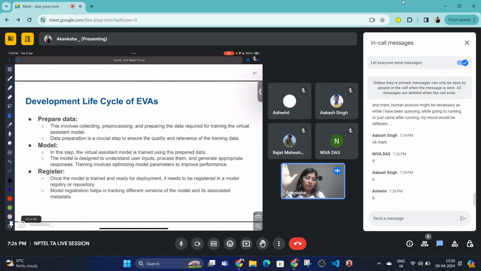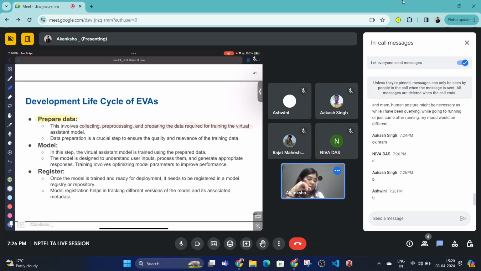So this is how it works actually. Firstly, we want to collect the data, prepare the data. It involves the collection, processing, and preparing the data required for training the virtual assistant model. Data preparation is a crucial step to ensure quality and relevance of the training data.